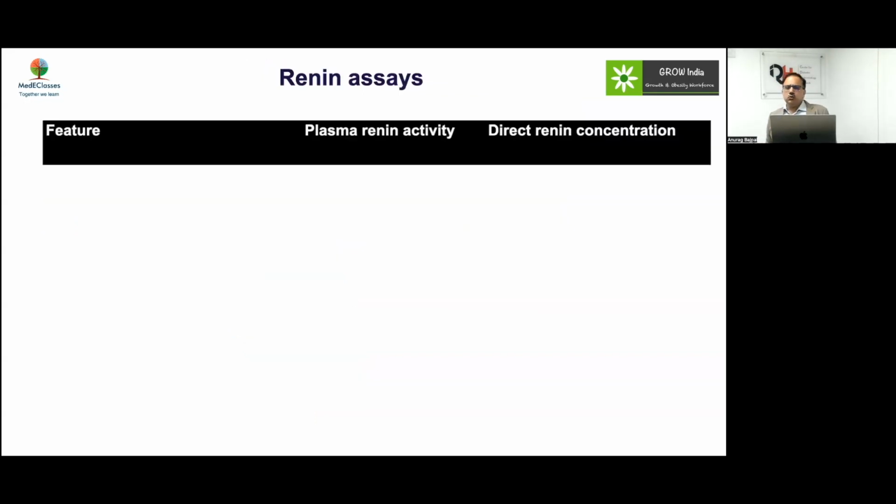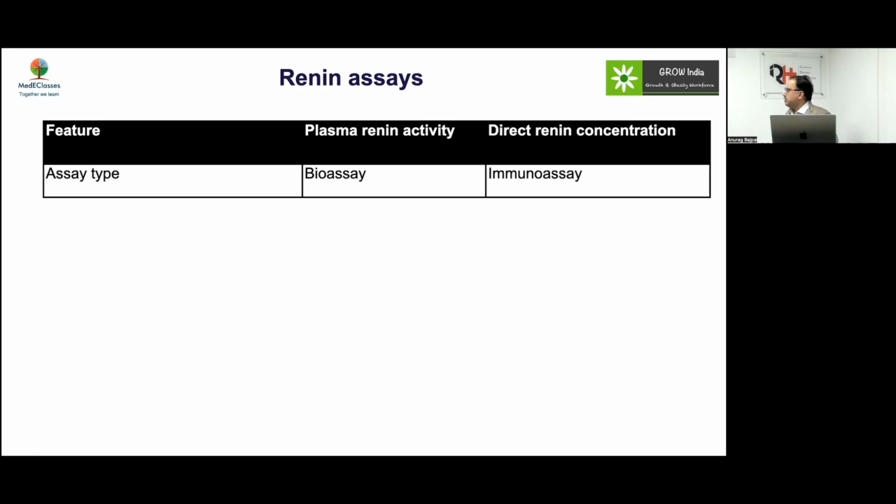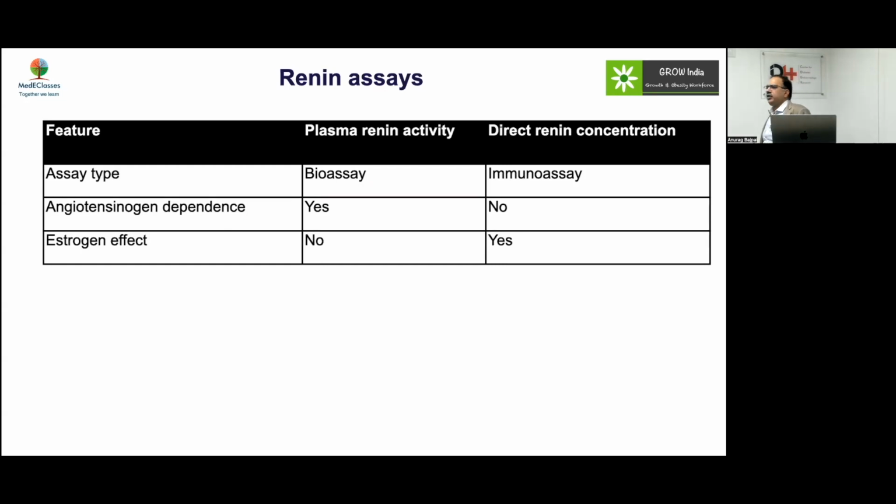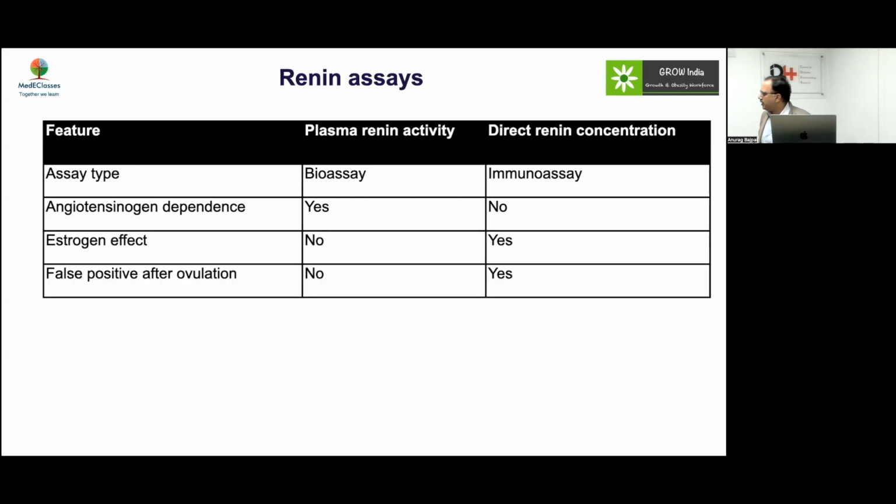Now, we all know that there are two types of assays available. One is the plasma renin activity and the other is the direct renin content. So plasma renin activity is basically a bioassay, and direct renin is essentially a form of an immunoassay in which you are measuring the renin content. Now, very importantly, the renin activity will depend upon angiotensinogen, how much angiotensinogen is available, and it is not affected by estrogen. So the major difference is that if you talk about cyclical variation, you will have much more variation in direct renin content as against plasma renin activity.